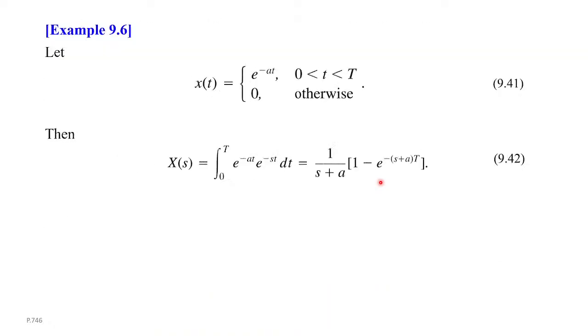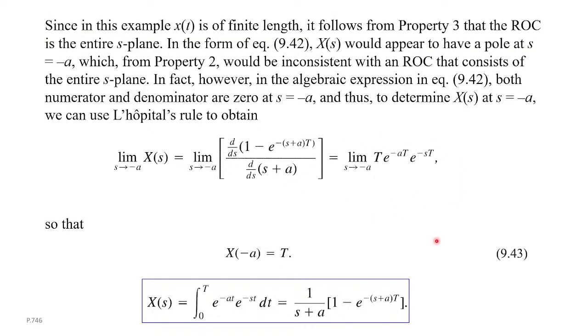And yeah, because this has finite length, so your big X, by our property, this thing should converge everywhere. As we said, this thing has to converge everywhere. But this looks a little weird because you still have this 1 over s plus a, right? So you kind of have a pole here.